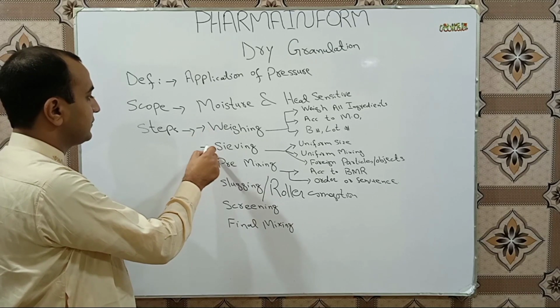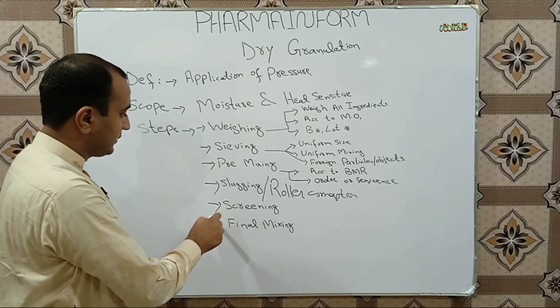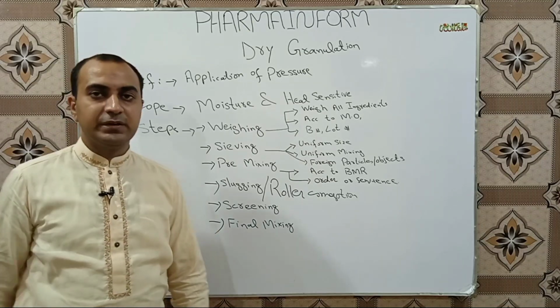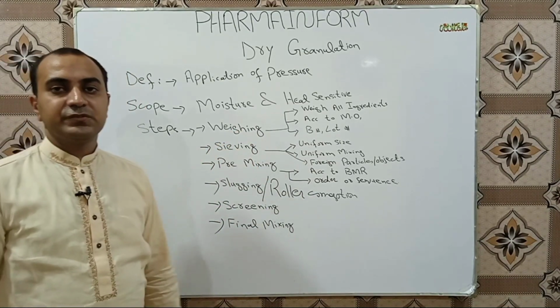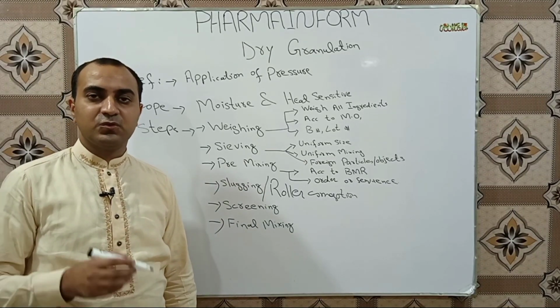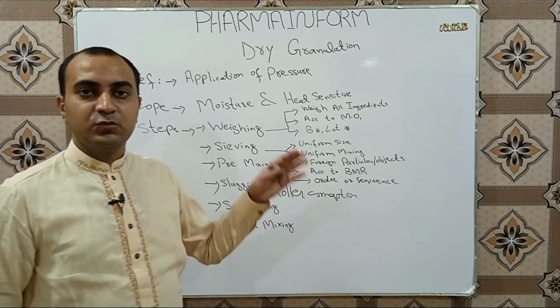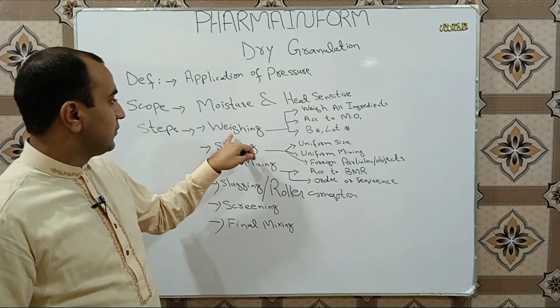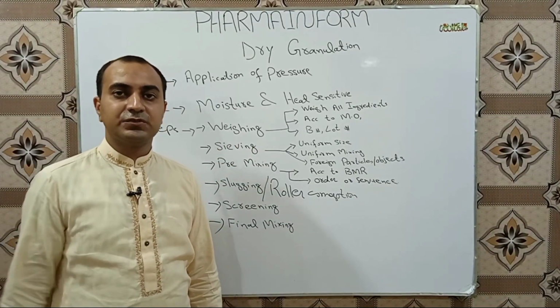First step is weighing, second is sieving, third is pre-mixing, fourth is slugging, fifth is screening, and sixth is final mixing. Weighing, sieving and pre-mixing steps are the same as we performed in wet granulation, so we will not discuss these steps in detail. You can watch the details of these procedures in our wet granulation series.